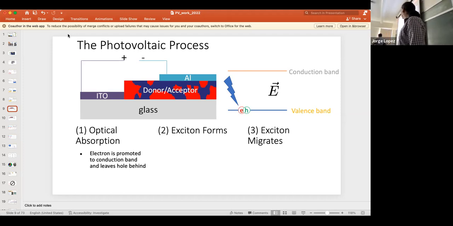No. All right. So this is the most important part of the presentation, okay? So good that it's unmuted now. How does a photovoltaic device work?